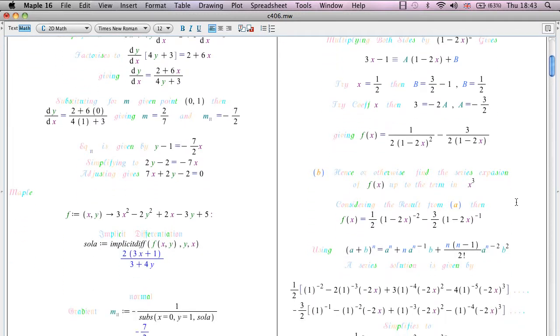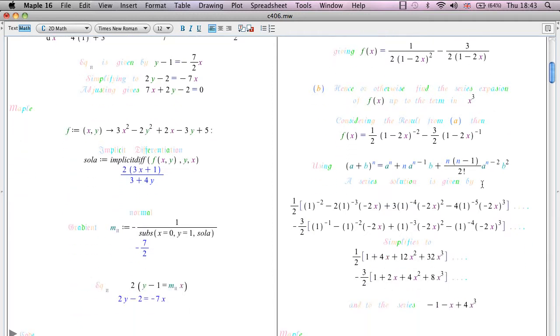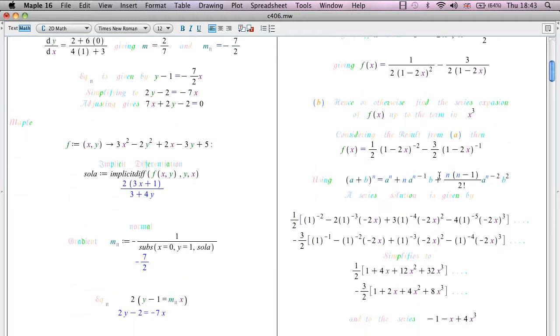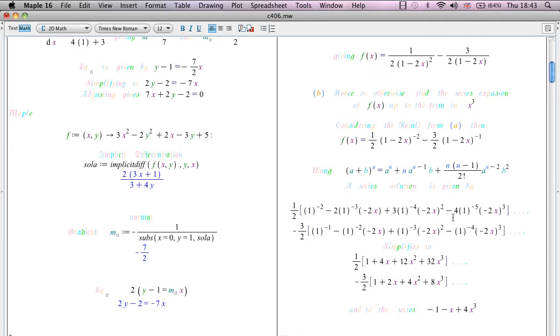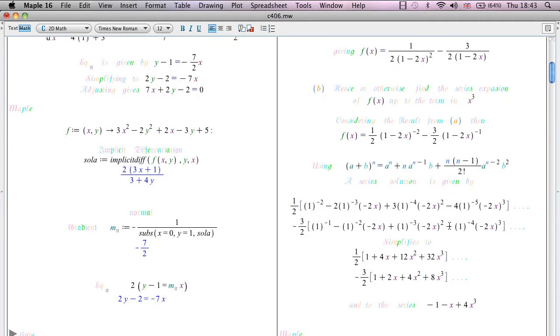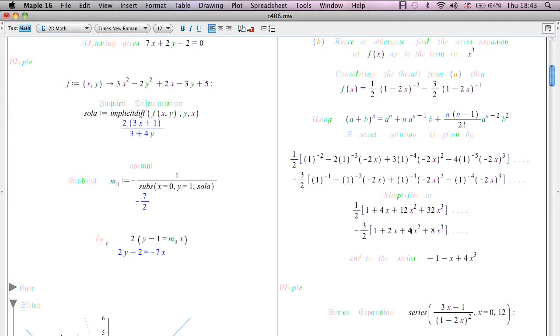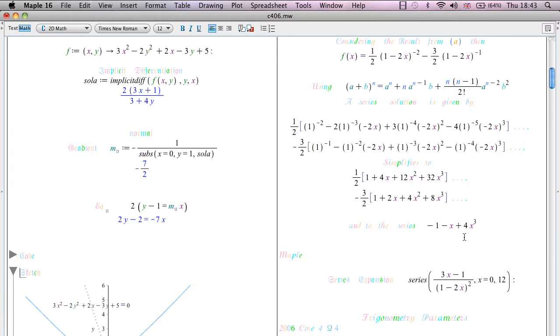So for the series expansion, using the binomial expansion, taking out a factor of a half and minus 3 over 2, and applying the binomial expansion to x cubed, simplifies to here, which gives the series required.